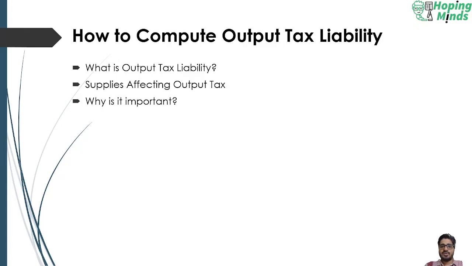So today we are going to see what is output tax liability and how it is computed in GSTR 3B. Before we proceed, let us quickly see what we did in our previous session. In our previous session, we learned about the structure and format of GSTR 3B. We took an overview of all the different tables that are there in the GSTR 3B and what data is required to be filled up in each table.